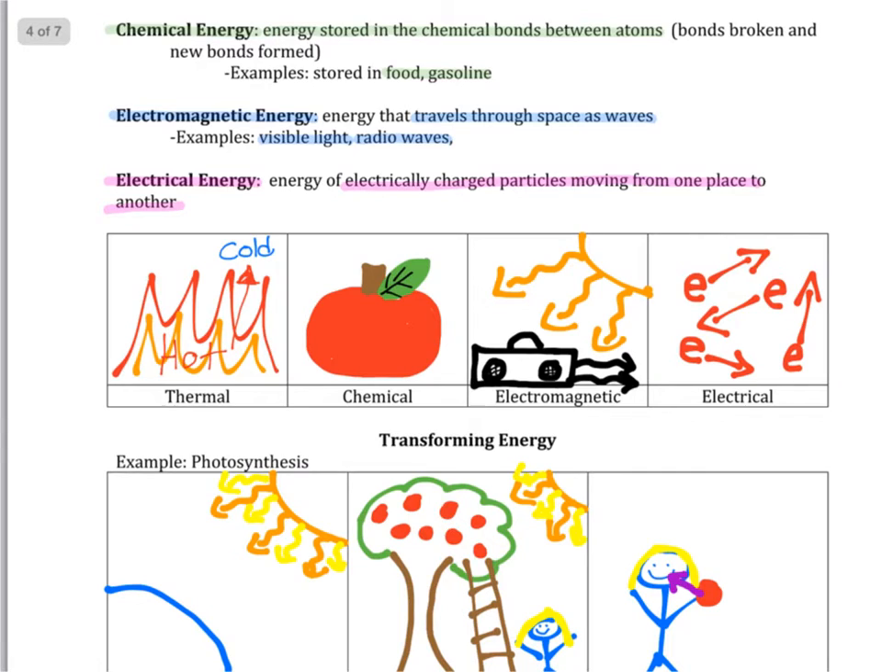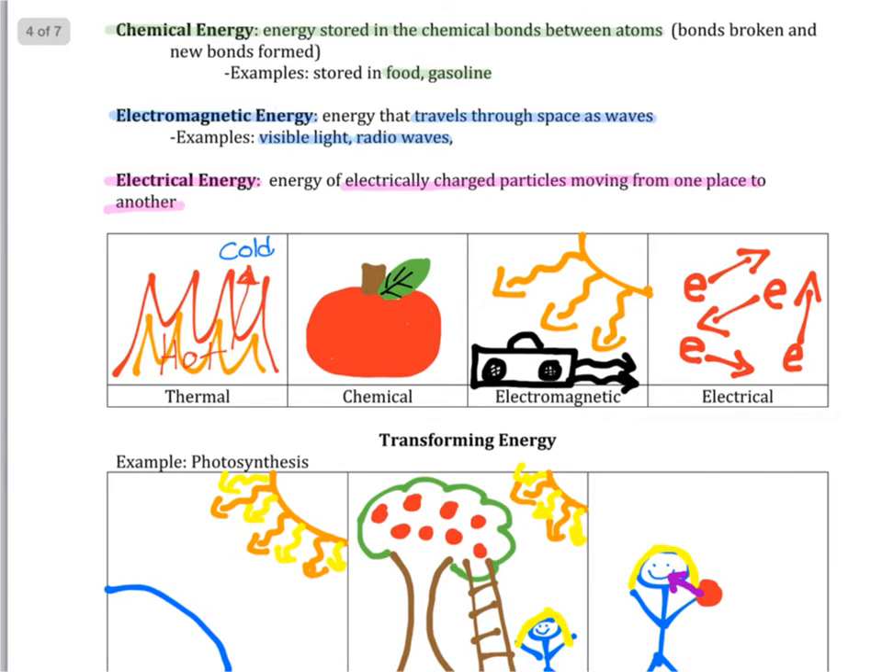There's also chemical energy. Chemical energy is energy stored in the chemical bonds between atoms. So some examples of that are food and gasoline. Bonds are broken and new bonds are formed in the process of transforming chemical energy. So when you eat food, you're actually breaking down chemical bonds, releasing energy which your body uses, and forming new bonds.